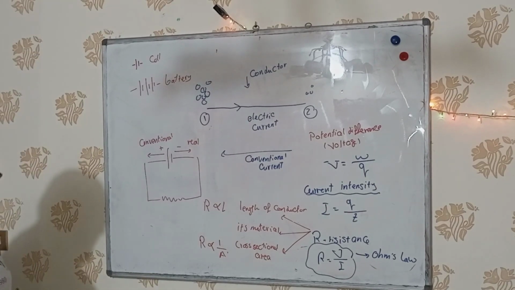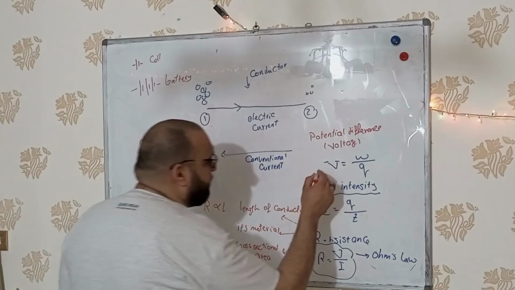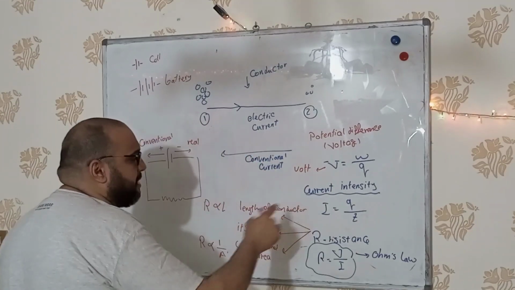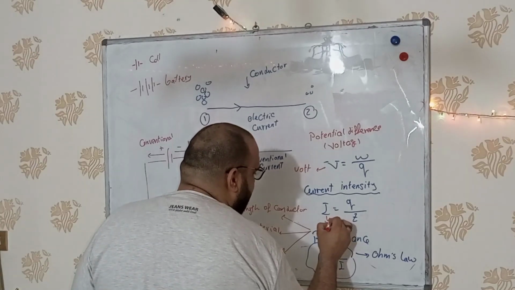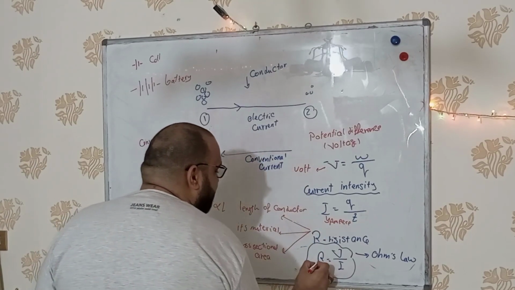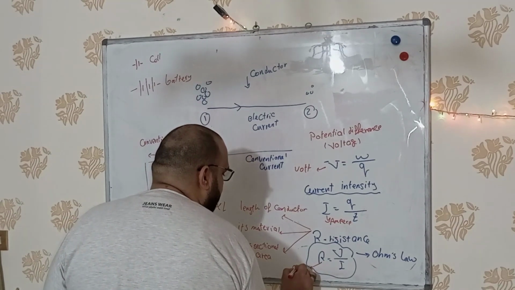The measuring unit of potential difference is volt. The measuring unit of current intensity is ampere. The measuring unit of resistance is ohm.